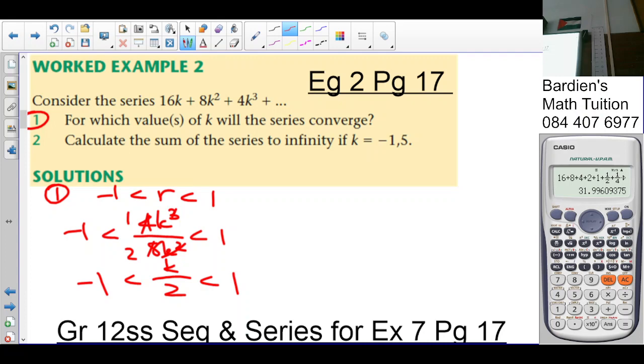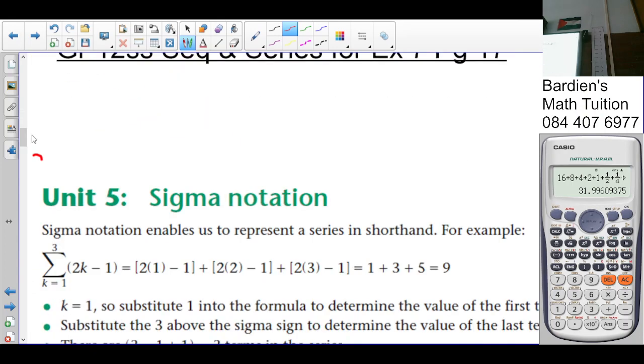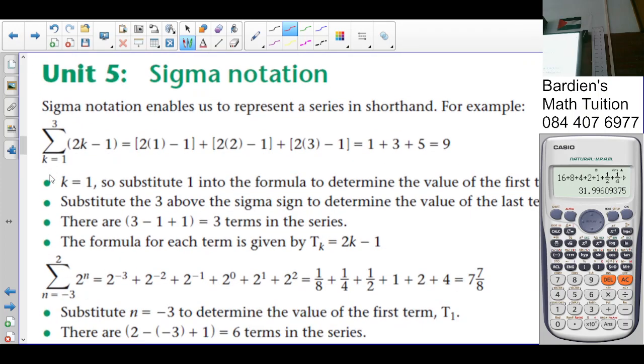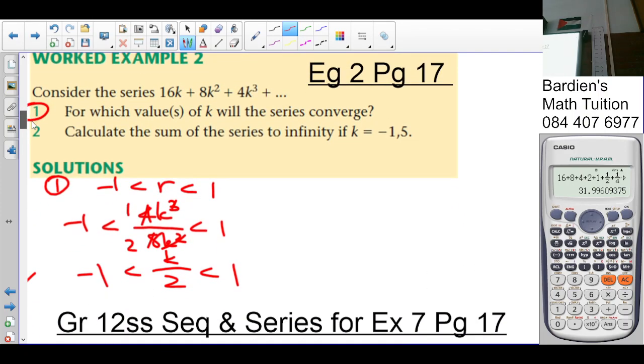Now we can multiply throughout by 2 to get rid of the denominator. So it's going to be negative 2 less than K less than 2. Okay, you understand? Alright, so let's go to number 2.